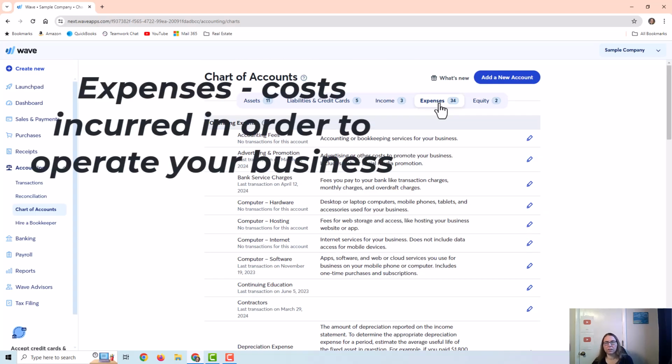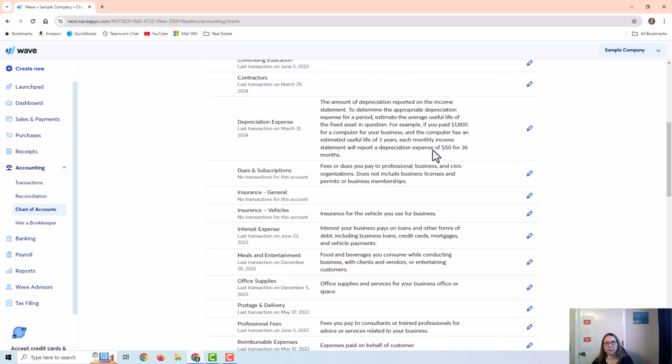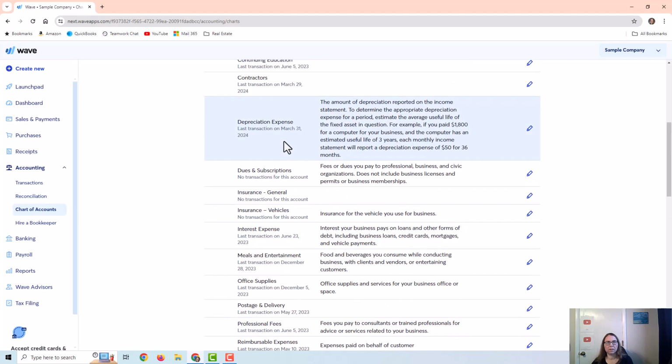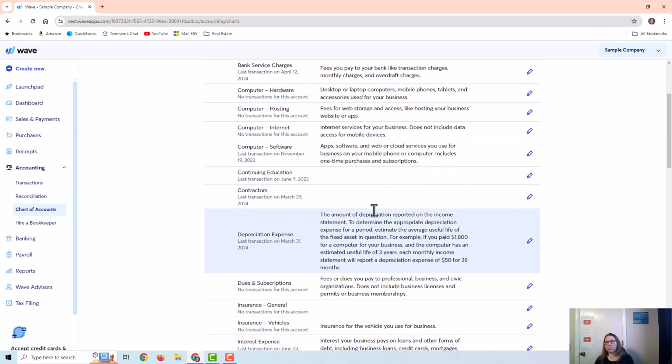These are costs incurred in order to operate your business. So these are typically things that you have used up or will be using up. Things like utilities, repairs and maintenance, meals, insurance, contractors, advertising, rent, just general day-to-day costs to operate your business.